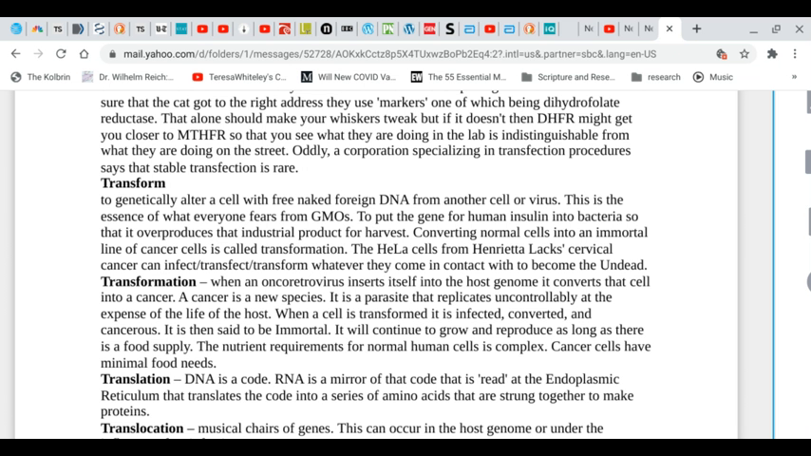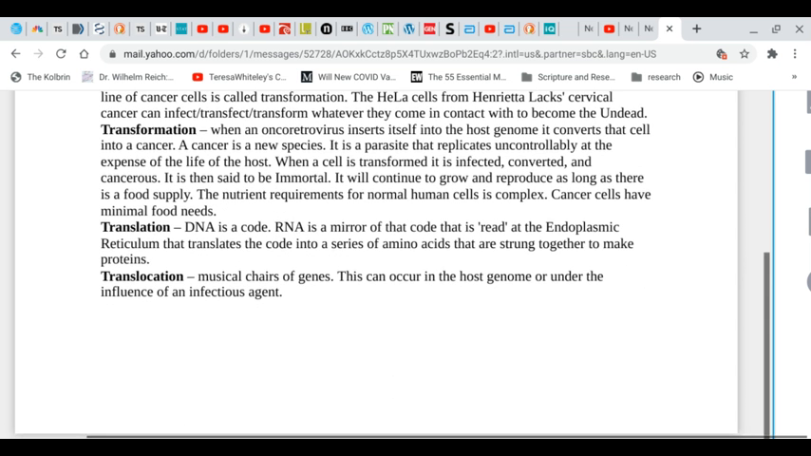Transformation: when an oncoretrovirus inserts itself into the host genome, it converts that cell into a cancer. A cancer is a new species. It's a parasite that replicates uncontrollably at the expense of the host. When a cell is transformed, it's infected, converted, and cancerous. It's then said to be immortal. It will continue to grow and reproduce as long as there is food supply. The nutrient requirements for normal human cells are complex. Cancer cells have minimal food needs.